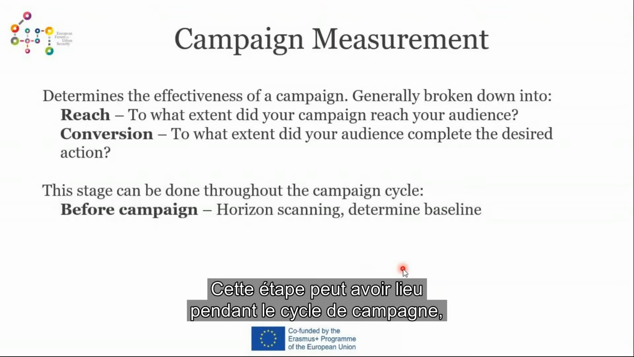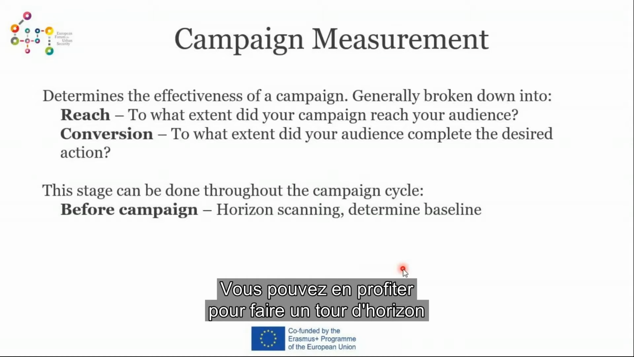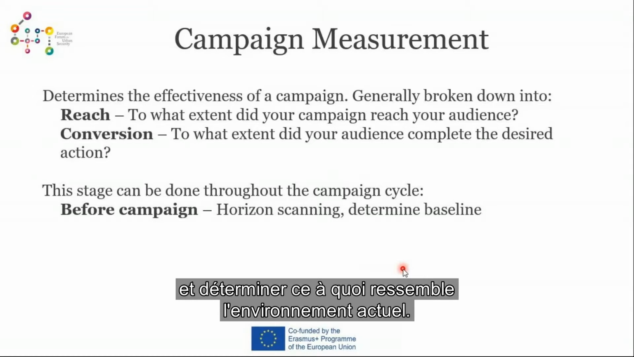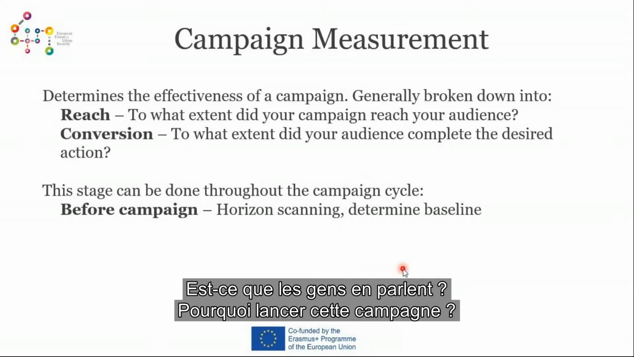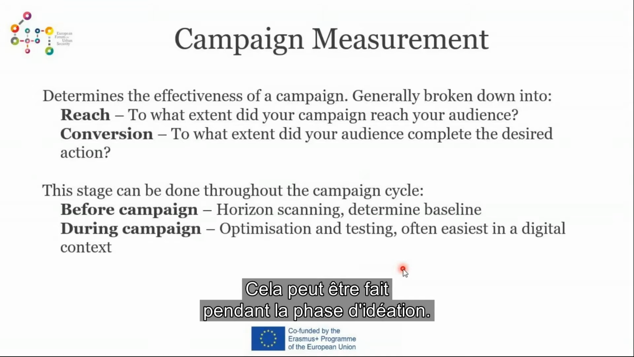And that stage can be done actually throughout the campaign cycle, because you can do it before a campaign starts or before the dissemination of the campaign starts, because you may use it for what's termed horizon scanning, which is just determining what the landscape looks like currently. Are people talking about this thing? Why do we need a campaign here? And that could be done actually during the ideation stage.